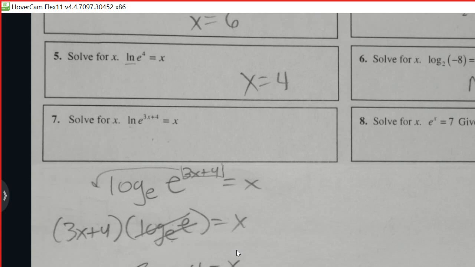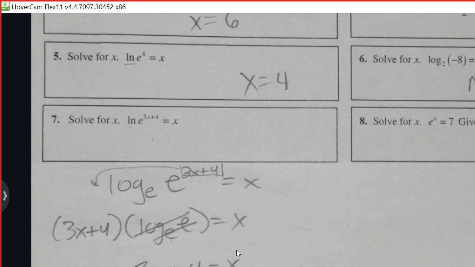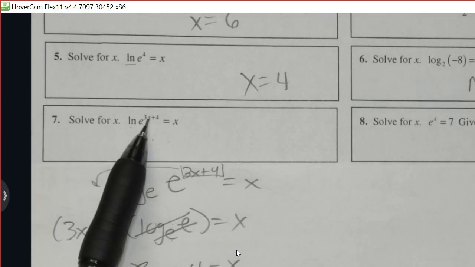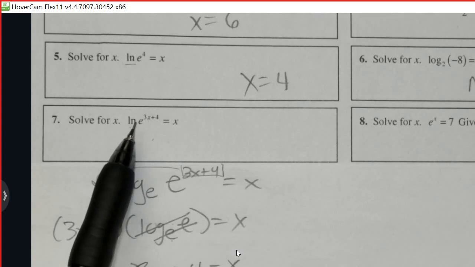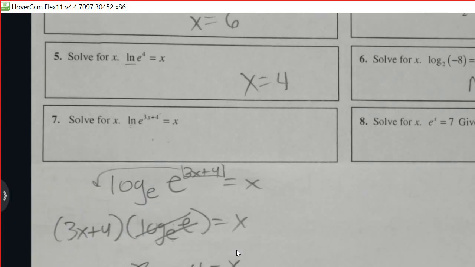Now we need to solve for x. So I need to move the x's to one side and then the values without the x to the other side. I'm going to move 3x over. So 4 equals negative 2x, divided by negative 2, and I get x equals negative 2. Let's make sure this works. So I need to plug it back in and make sure it works. That's how we check for extraneous solutions. Okay, so I'm going to plug negative 2 back into this problem just to ensure that this does work.